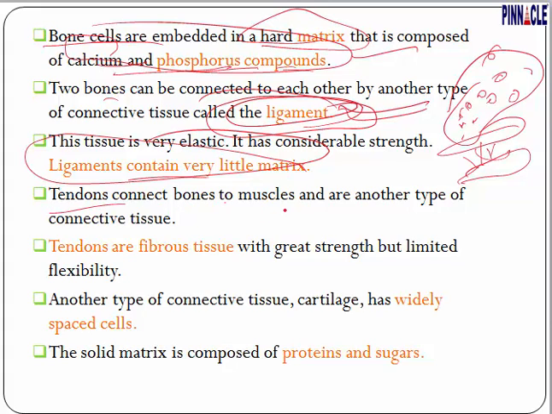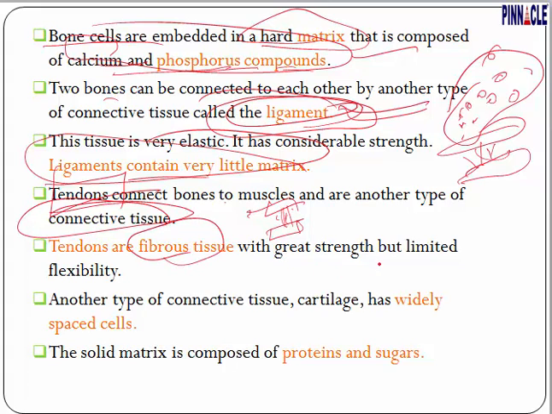Tendons connect bones to muscles and are another type of connective tissue. This is also important. What is the role of tendon? It is a connective tissue which connects muscle and bone. Between muscle and bone, the connective tissue is a tendon. Tendons are fibrous tissue with great strength but limited flexibility.